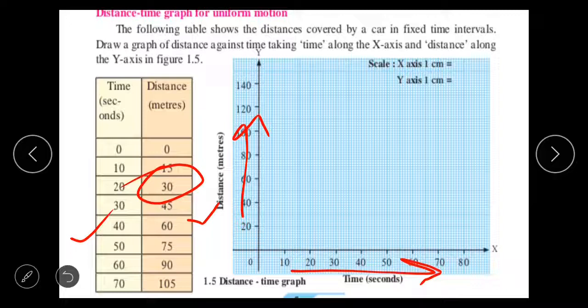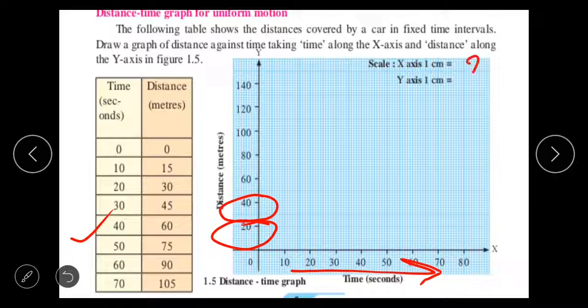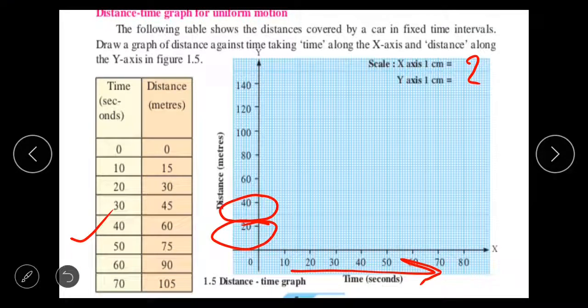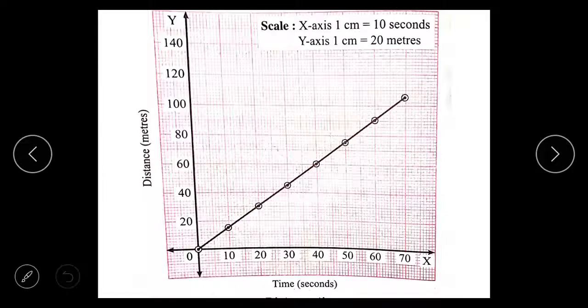Now in this graph we have taken a scale of 20 meters distance for 1 centimeter. Means 1 centimeter is equal to 20 meters on the y-axis, and on the x-axis 1 centimeter is equal to 10 seconds. So this is the scale of this graph. Let's draw this. After drawing this we find that we get a straight line.